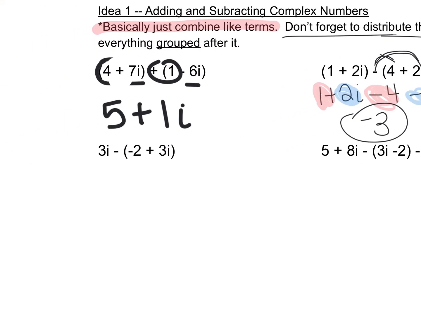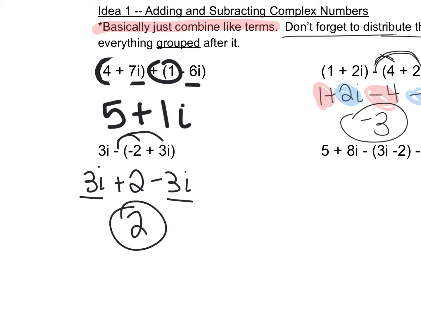Okay, this is just another example of subtraction here. We have 3i. Again, we are distributing that negative to everything. So minus a -2 would be plus 2, and then minus 3i. Again, what's going to happen here is our i's are going to cancel, and we are just left with 2.